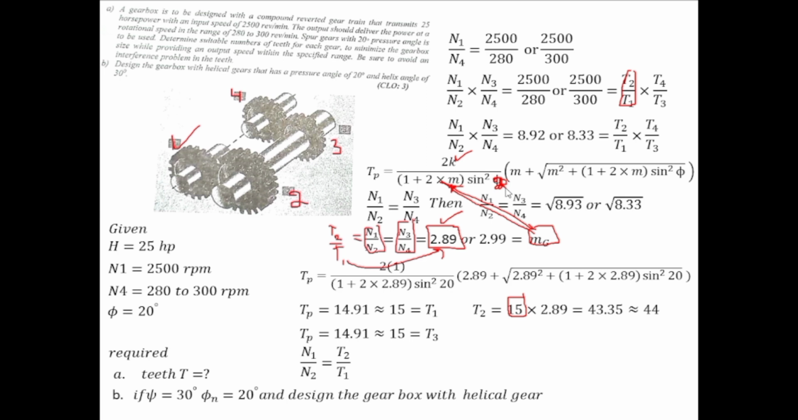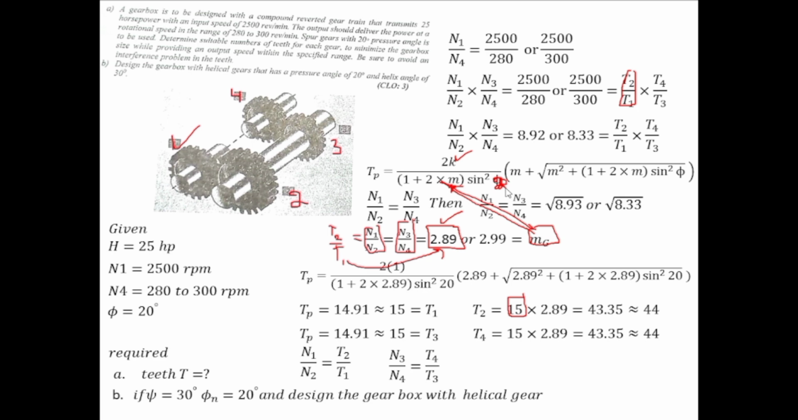So T3 is equal to 15, and T4 divided by T3 is equal to N3 divided by N4. So T4 by T3 is equal to 2.89. Multiplying T3 on both sides, it will give you T4 is equal to 2.89 into T3. Instead of T3 you will have to put 15. So 15 multiplied by 2.89 will give you 44 teeth. So this is the design of the compound reverted gear train based on the spur gear.